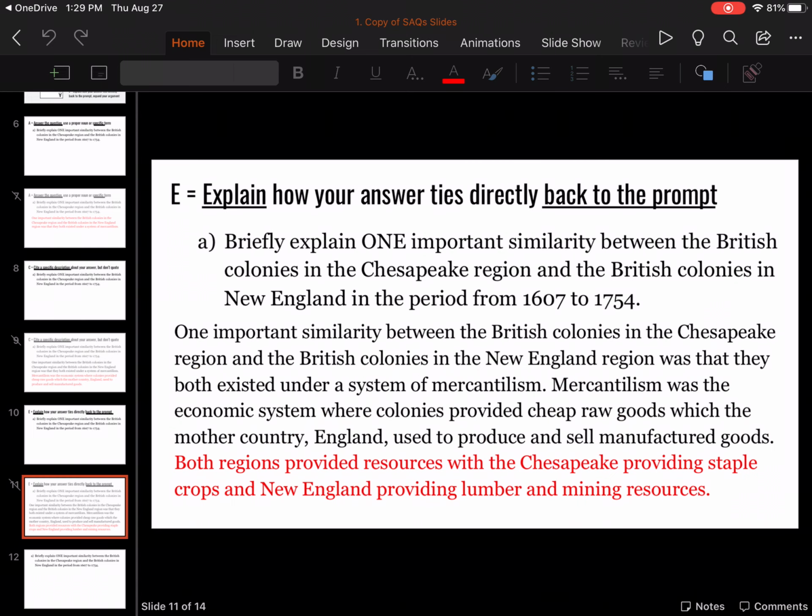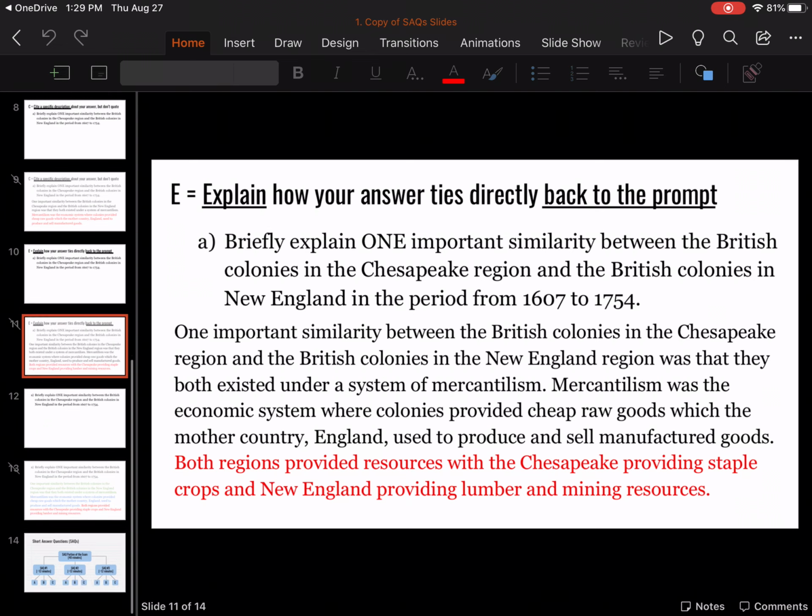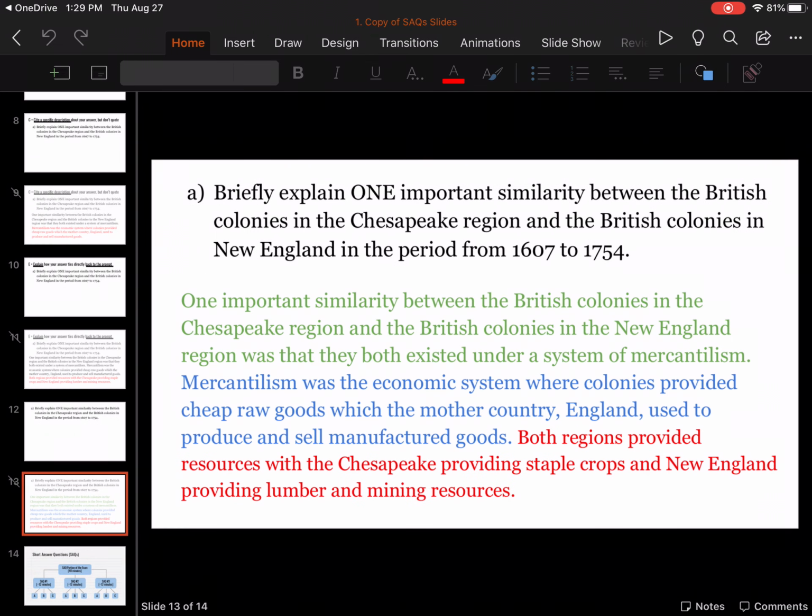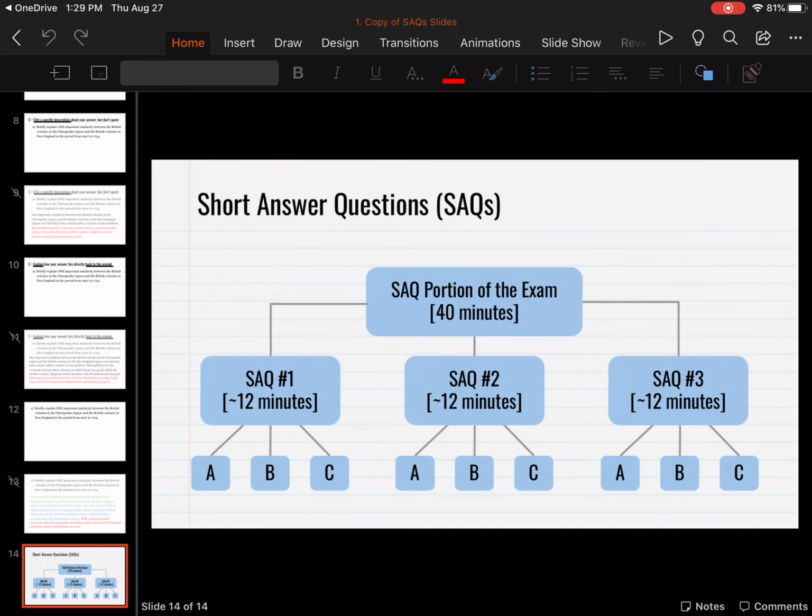And then E, explaining how your answer ties directly back to the prompt, saying, since it says important similarity between the British, saying specifically both regions provided resources, with the Chesapeake providing staple crops and New England providing lumber and mining resources. Okay, so that's the basics of how you answer an SAQ. This is what I want you doing on my test. I'm expecting to see about 9 sentences, so let's just stick with that and answer each one as you go through it. So you'll get that on the test, and that's what I'm expecting as a response. Okay, if you got any questions, let me know.